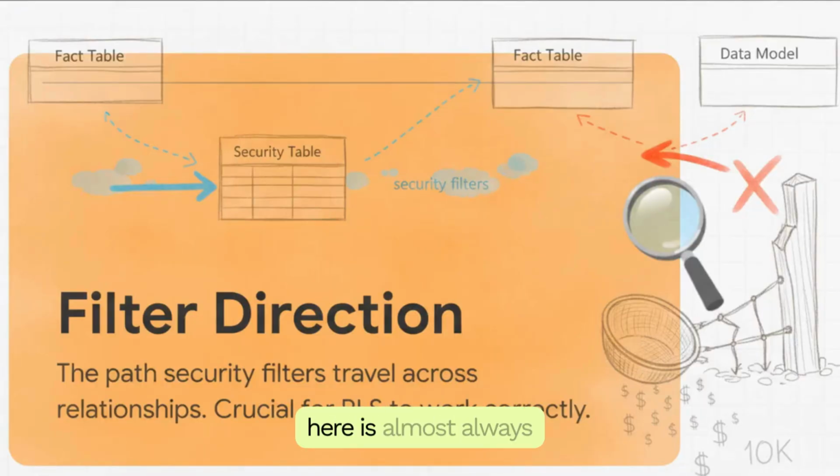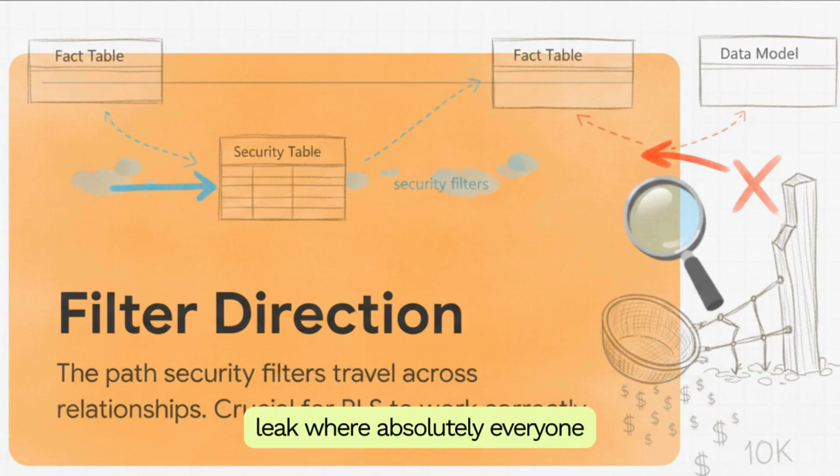Well, the culprit here is almost always the filter direction. This defines the exact path that your security filters travel across your table relationships. Remember, the DAX expression we wrote filters the security table, not the entire data model directly. That filter then has to travel. If the relationship arrow points backward, meaning from the fact table to the security table, the filter simply does not travel. The data doesn't get filtered at all, resulting in a massive security leak where absolutely everyone sees that 10K total.